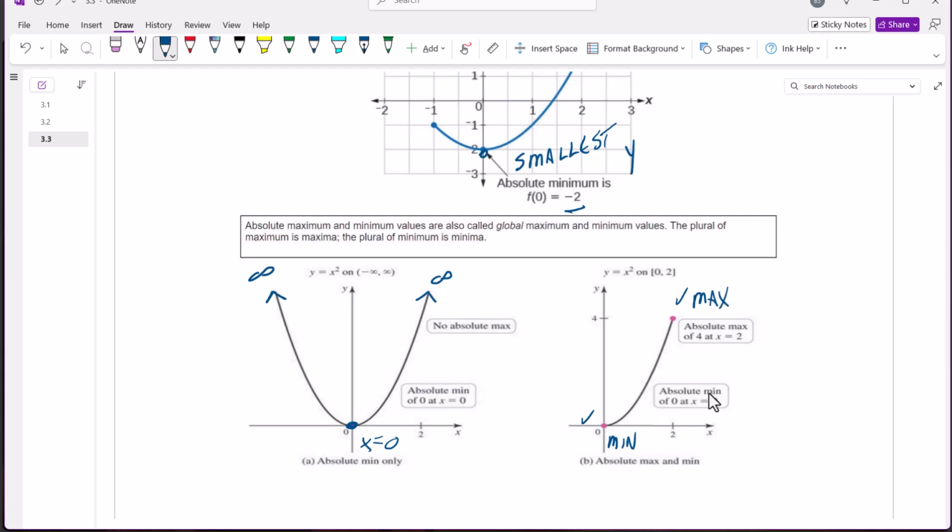Okay, we say absolute max of 4, we give the y value, and then we tell what the x value is. That's the standard way of doing that. You say absolute min of 0 because that's the y value. Okay, or you could write a point. You could also just say at the point 2, 4, you have an absolute max. At the point 0, 0, you have an absolute min.